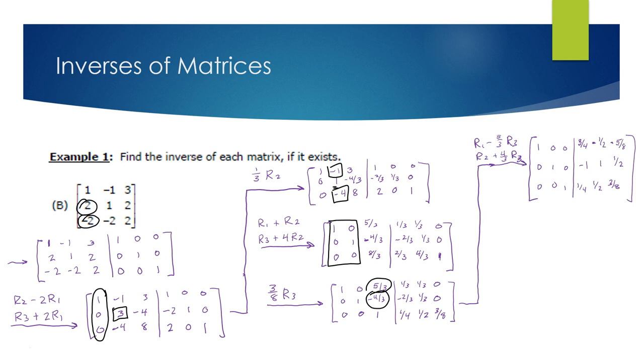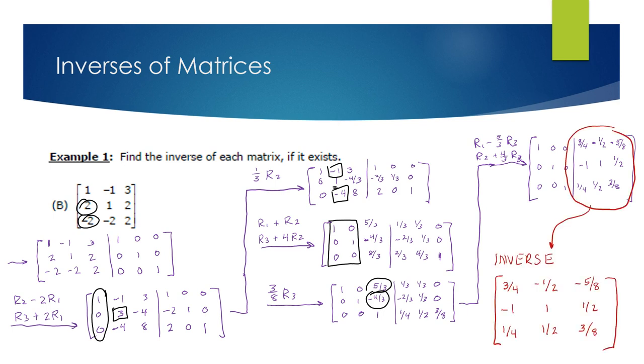And when I do that, the top row becomes 3/4, -1/2, -5/8. The middle row becomes -1, 1, 1/2. The bottom row, of course, had finished in a previous step or two. So that would be the inverse of the matrix. The inverse of this matrix would be this matrix right here. I'm not going to read it all. You can see it, but that's how you would have to write it.